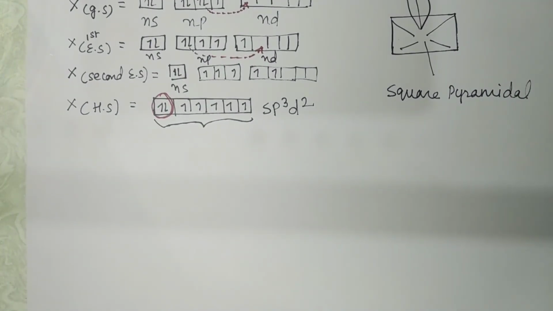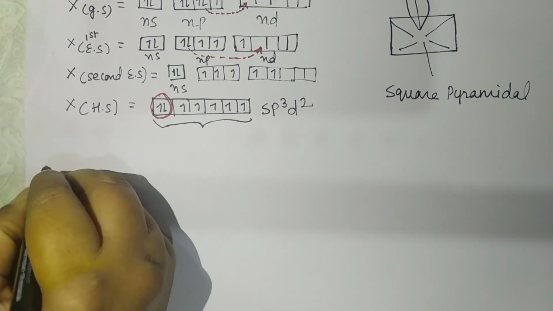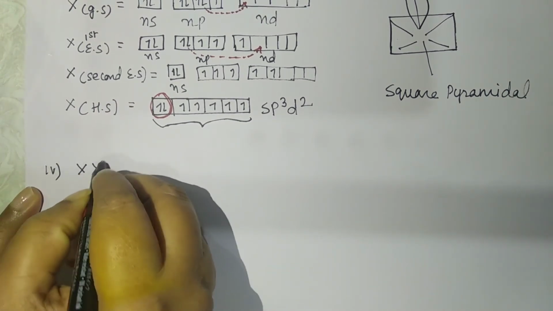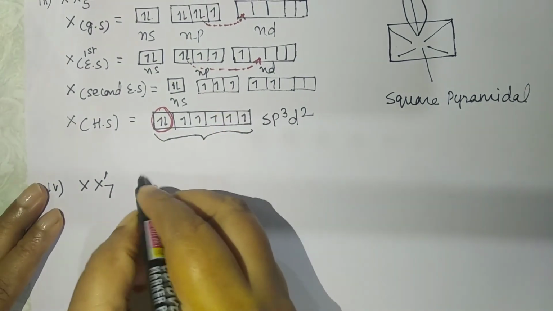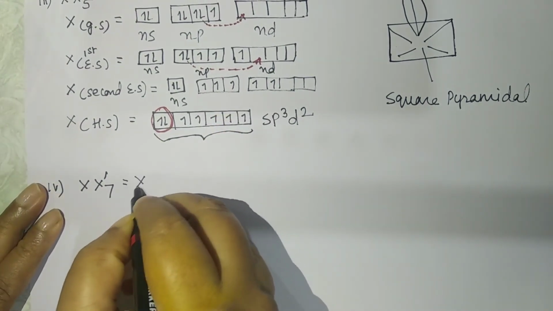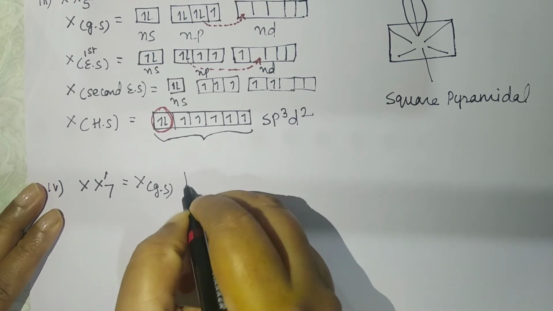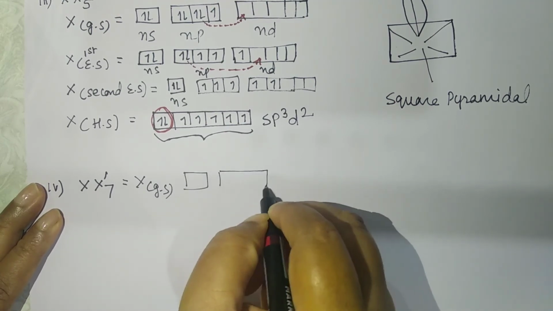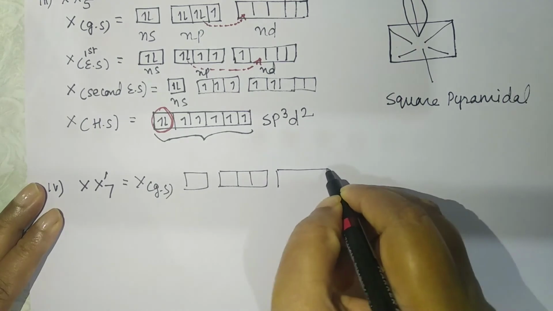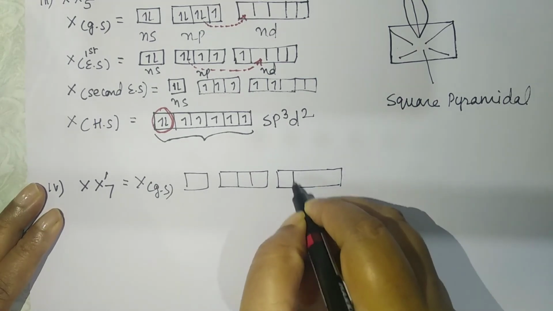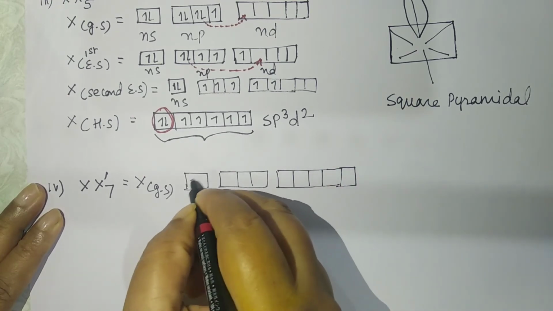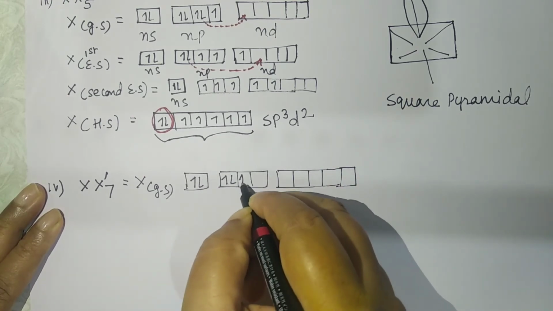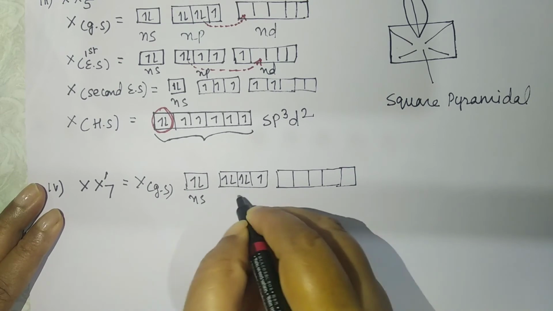Let us move on to the next one, that is XX-7. On the same basis, let us start with X in the ground state. Now students, by this time you know that you have to create a number of unpaired electrons equal to the connecting atoms, right? So this is the ground state electronic configuration I am writing.